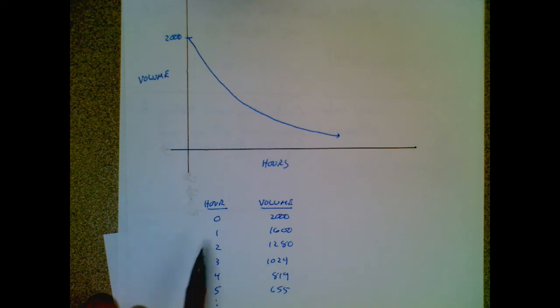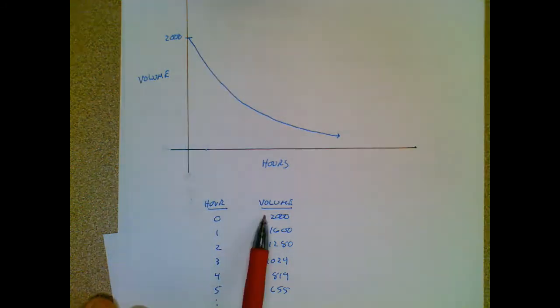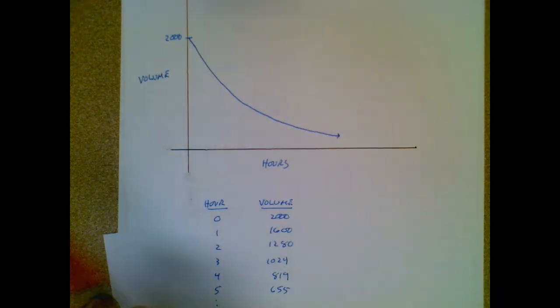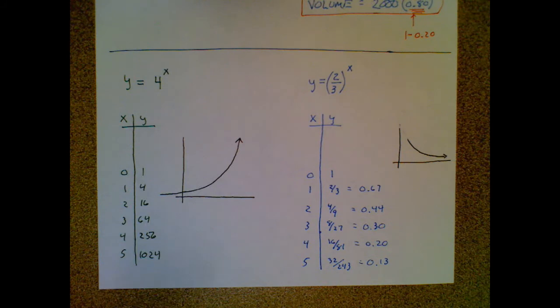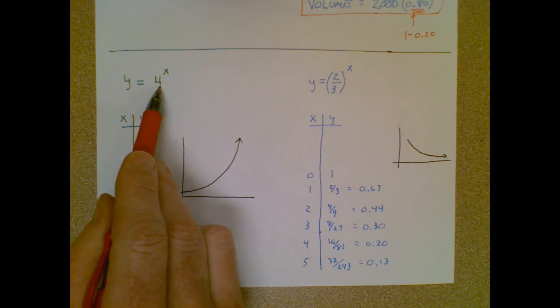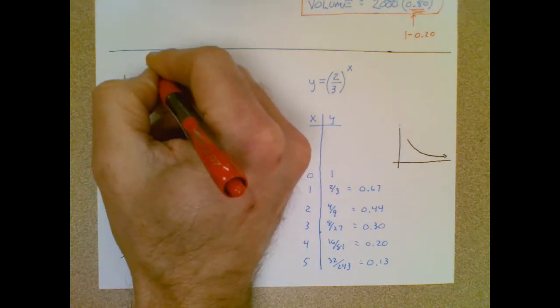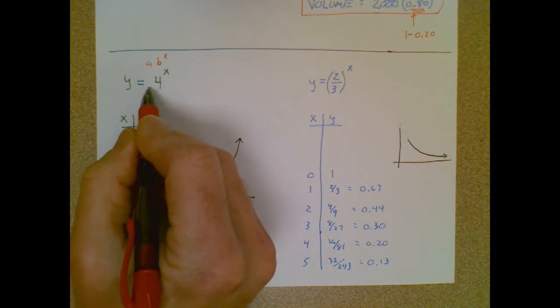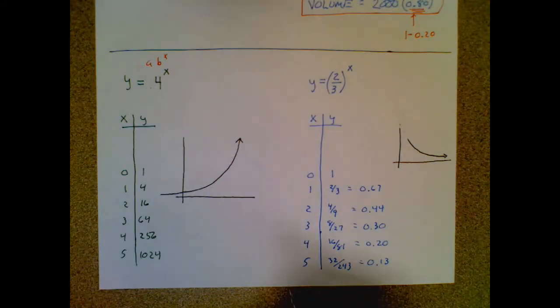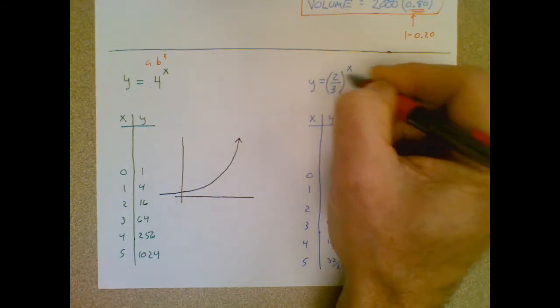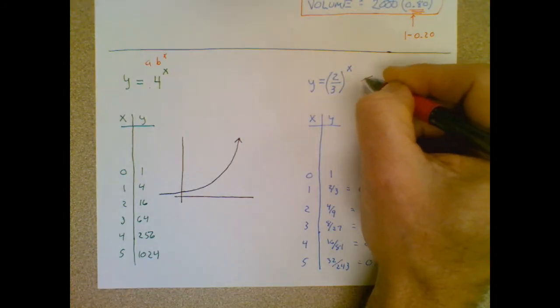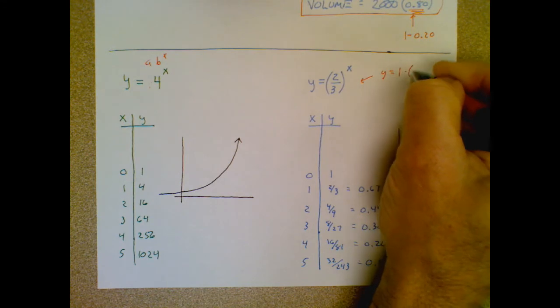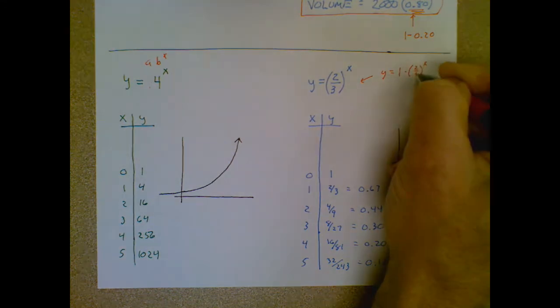If I went ahead and started plugging in different hourly values into that equation, I'd get out different volume values, and my graph would end up looking something like this, exponential decay. Now you might see these equations without a starting value. So if you look at this, 4 is really your B, because if I think of A, B to the X, my A in this case is a secret 1. You can't even see it, but it's there. The same thing over here. This 2/3 is my B, so I can think of this as y equals 1 times 2/3 to the x.